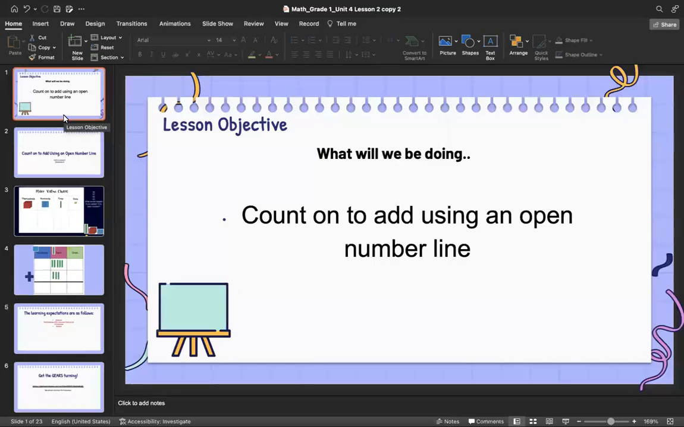Hello and welcome. Today we are going to be working on counting on using those open number lines.